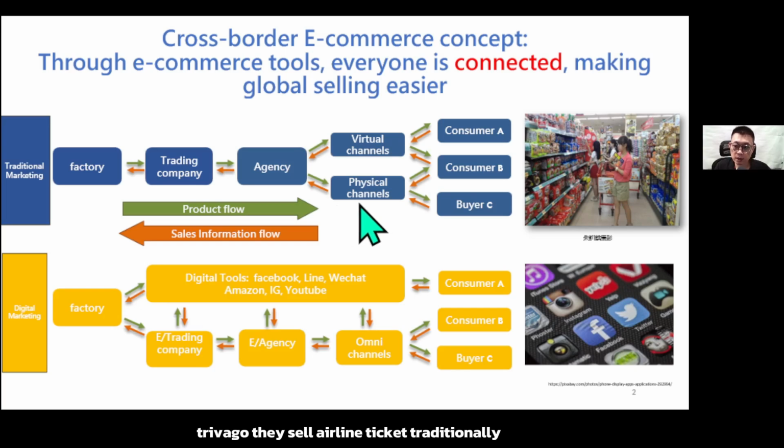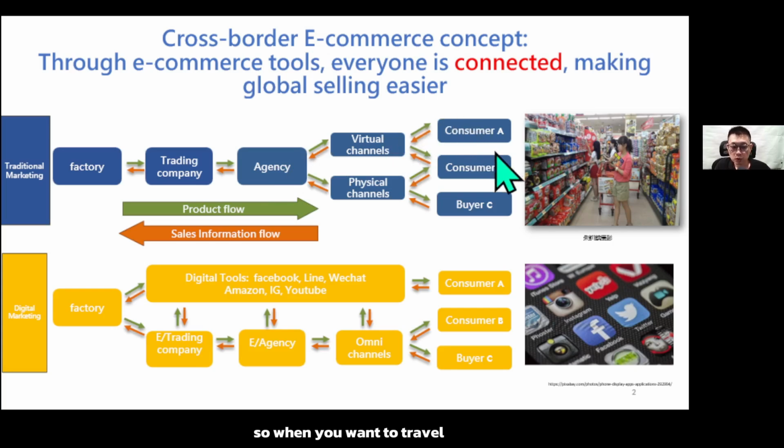They sell airline tickets. Traditionally, for airline tickets or group traveling, the airline company or the hotel will sell their hotel rooms and airline seats to the travel agent. And the big travel agent sells to the small travel agent, who then sells to the consumer. Before the internet, before digital marketing, it's the same concept. They use a very traditional, inefficient way to sell their tickets to consumers.